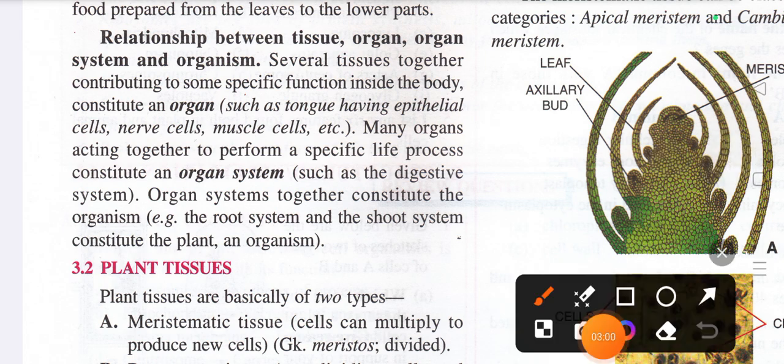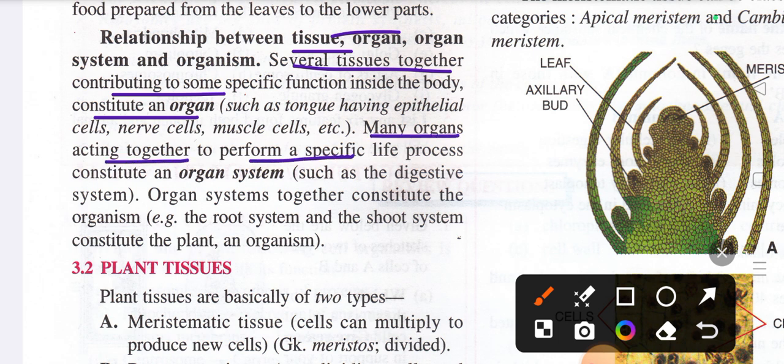Okay, relationship between tissue, organ system and organism. What is the relation between cell, tissue, organ, organ system and organism? See, several tissues together contribute to some specific function inside the body, constituting an organ, such as the tongue having epithelial cells, nerve cells, muscle cells, etc. And all these tissues combine and perform a specific function. Many organs acting together to perform a specific life process constitute an organ system.